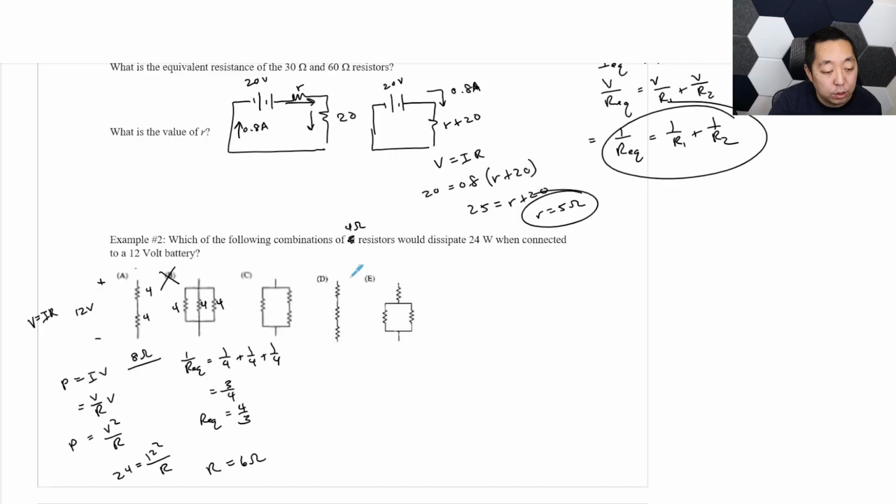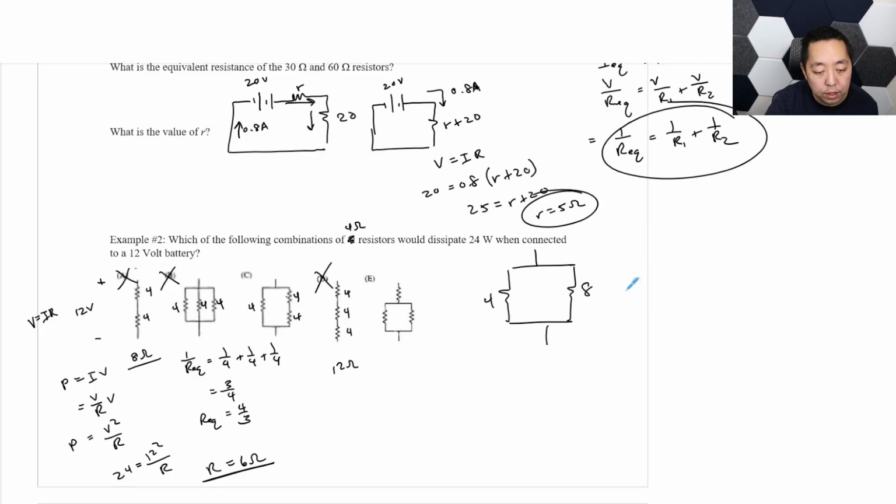How about, this one's a little tricky. This one is 4, 4, 4. All 3 are in series. This is going to be 12 ohms. I need 6 ohms as my target, so it's not this one. How about this one? This is going to be 4 and a 4 and a 4, but this is a 4 and an 8 in parallel, right? Because these two are in series, so you could say that that guy is the same as a 4 and an 8 in parallel. And I could do 1 over 4 plus 1 over 8 and do 1 over that to get the equivalent. And that's 2.67, so not this guy.